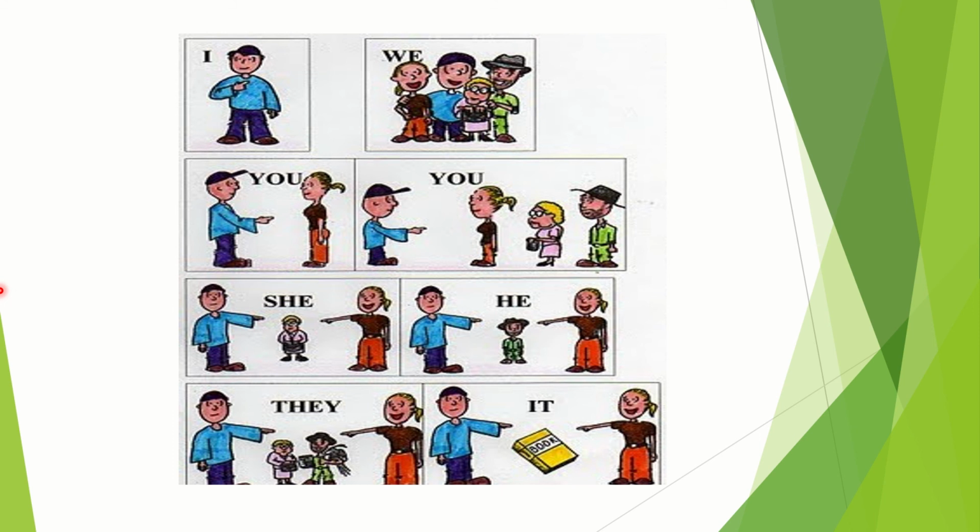She. If you refer to a female person, you use she. If you refer to a male person, you use he. He කියන්නේ ඇය, he කියන්නේ ඔහු. If you refer to several people, you use they. If you refer to a thing, you use it.